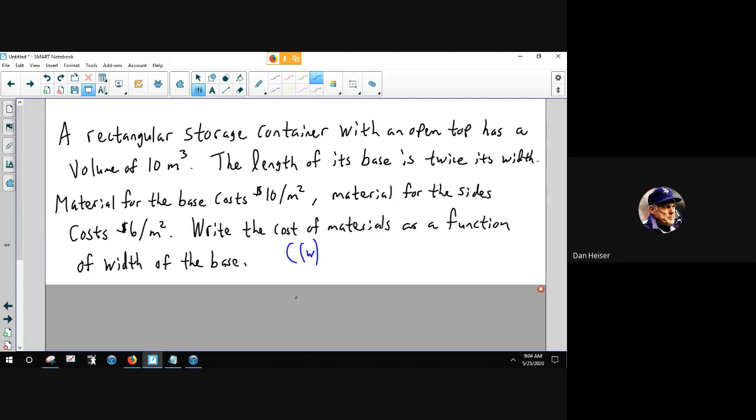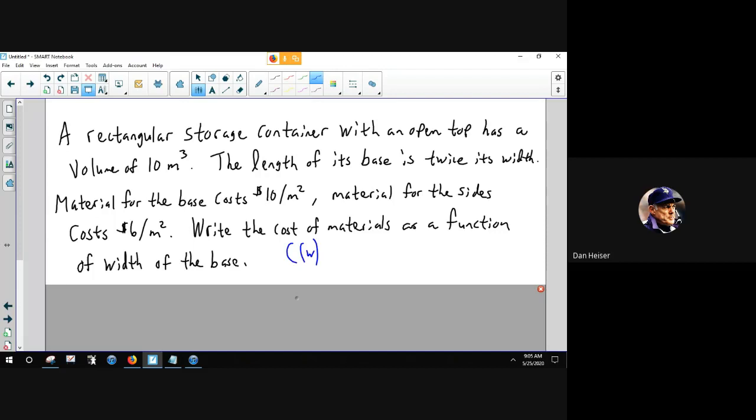Now we have to think about what we have here, a rectangular storage container with a volume. That's a three-dimensional shape. Three-dimensional shapes have typically three measurements. We have a length, we have a width, and we have a height. Base, we think of as its floor. Height is how tall it is from floor to ceiling. So we need to take something with three variables, pare it down to one variable.